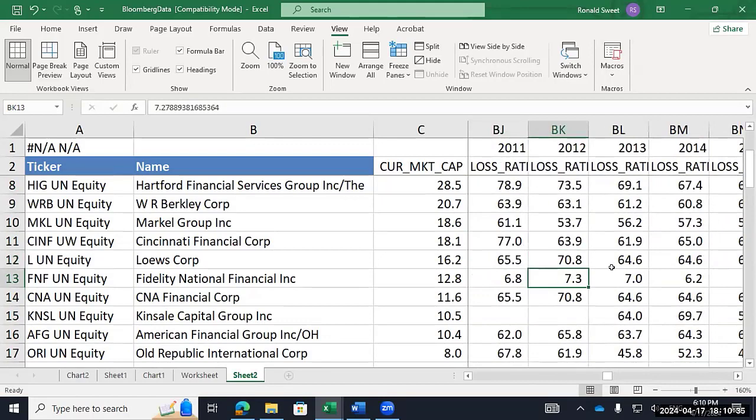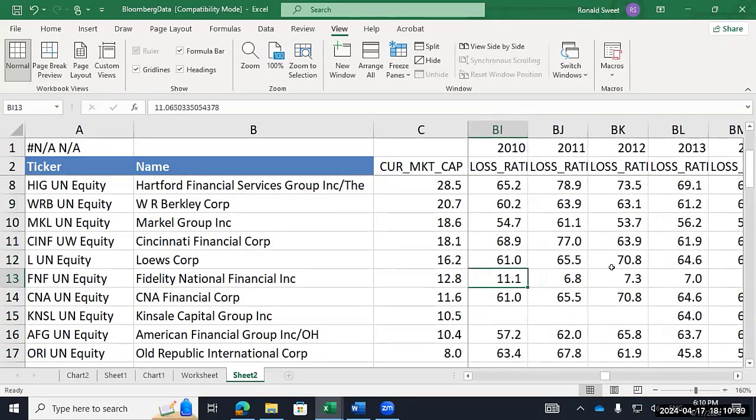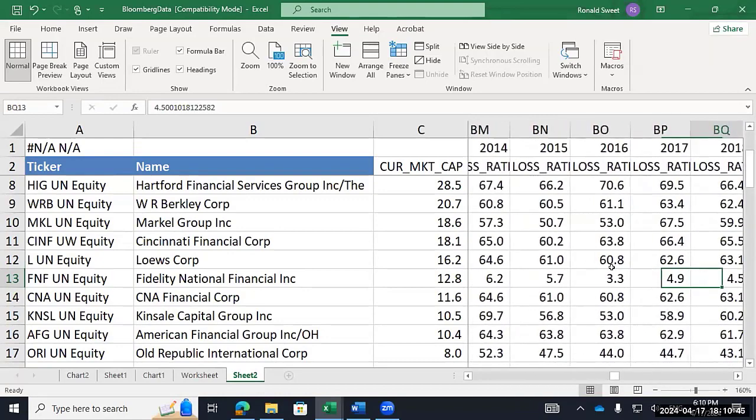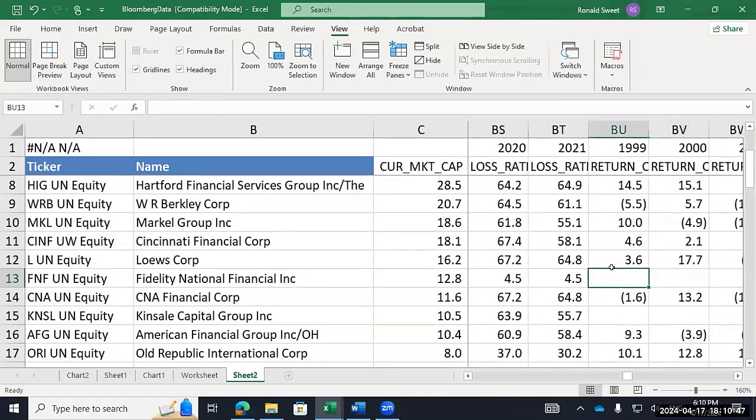And compare them to the others. I mean, it's just they had a bad year back then in 2008. Who knows why 2008 was bad for them? I guess people were claiming, other people's houses offset the loss.